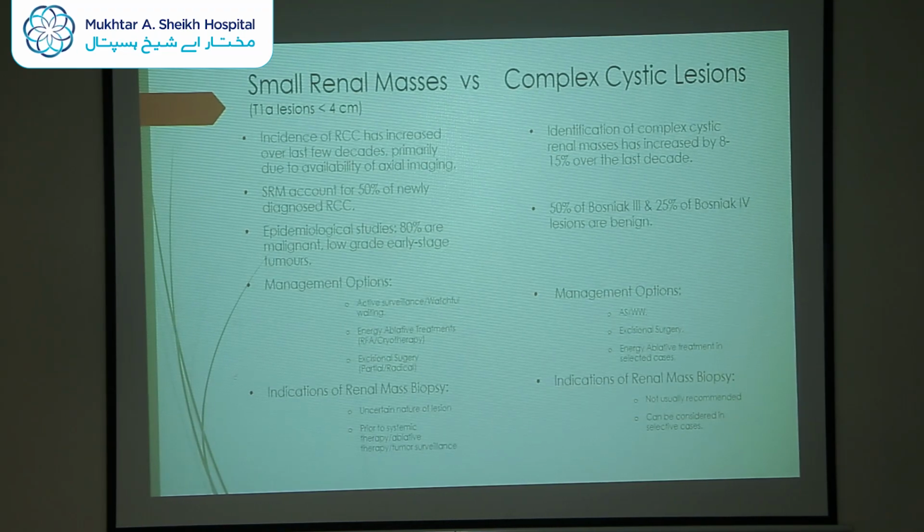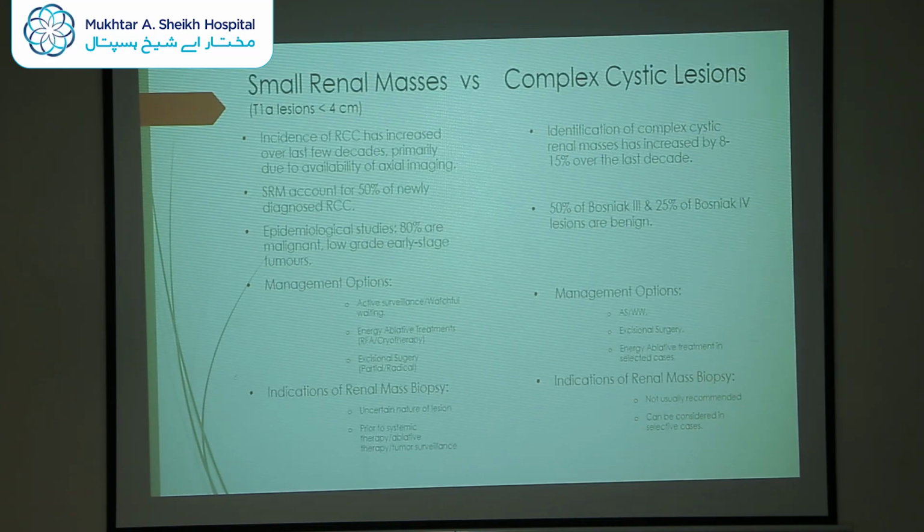T1A lesions less than 4 centimeter. That is the definition of a small renal mass. Yes, less than 4 centimeter. In these cases, management options are active surveillance, watchful waiting, and energy ablative treatments like radiofrequency ablation and cryotherapy.